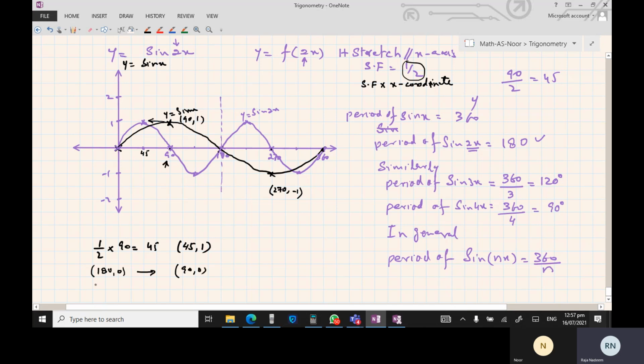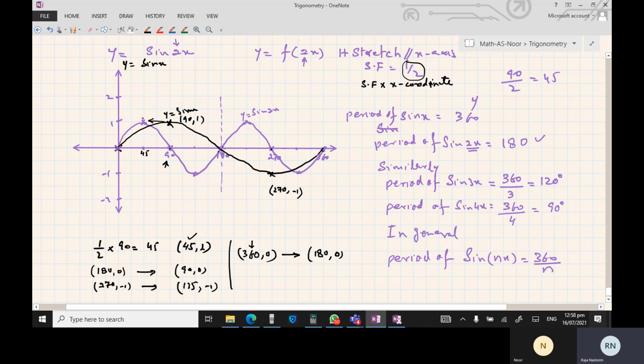Look at this point. The next point on this black graph is 270 and minus 1. When you divide 270 by 2 it becomes 135, minus 1. After this the final point was 360 and 0. When you transform using horizontal stretch, the x coordinate is 360, and when you take the half it becomes 180 for 0. So 360 will go into 180.